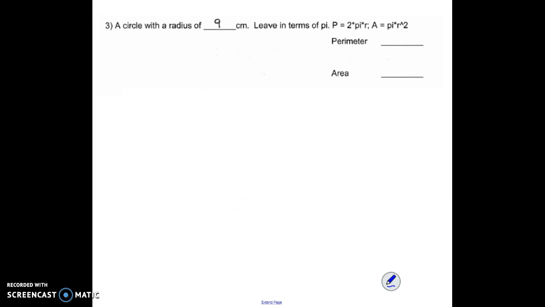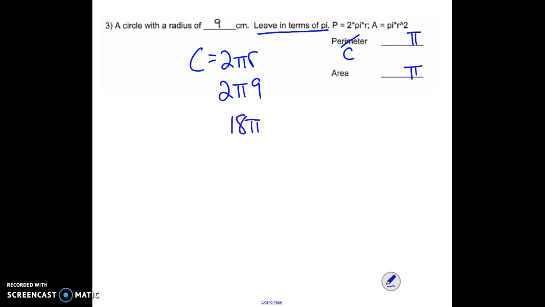When it says leave it in terms of pi, it simply means you're going to have a pi in your final answer. You're not going to multiply this through. Perimeter is really circumference, right? Circumference equals 2 pi r. Well, 2 times pi times 9. 2 times 9 is 18 pi. So this is 18 pi, and I've got centimeters. When I do area of a circle, it's pi r squared. Well, again, pi times 9 squared, and 9 squared is 81. And that's it. It's really that simple. Squared.